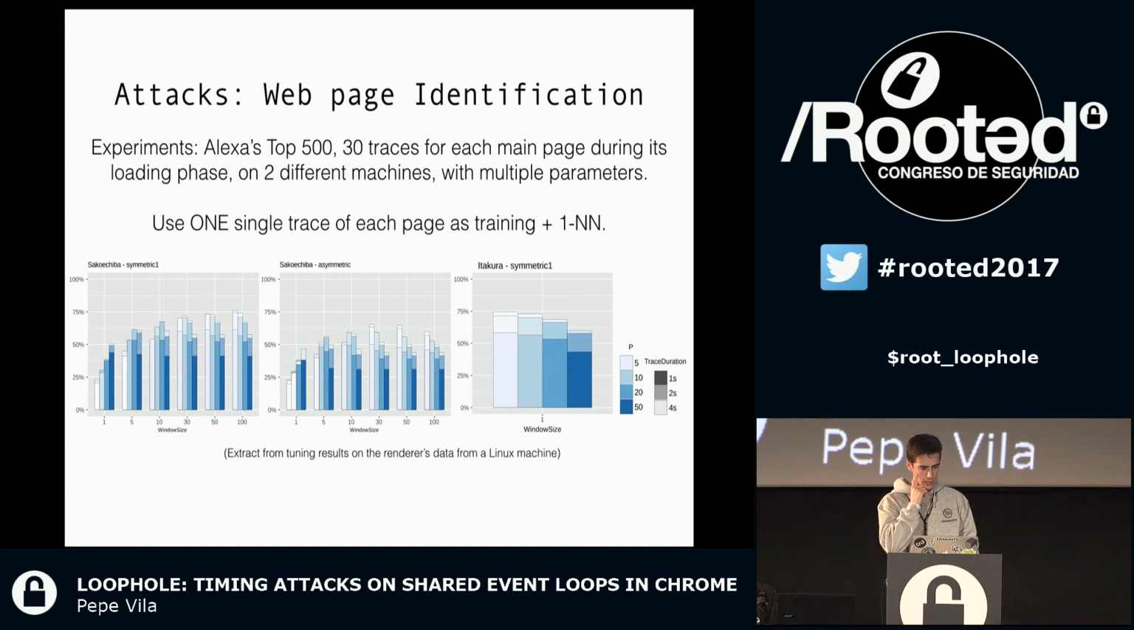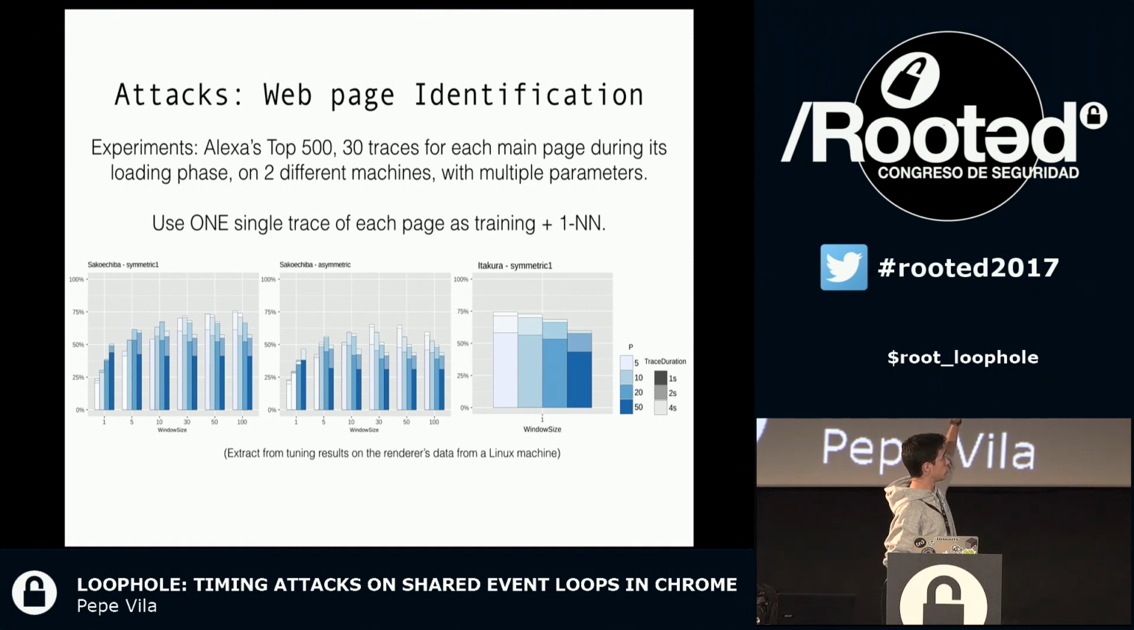So in the end, I ran a number of experiments to see whether this worked or not. I took 500 sites, and I extracted several traces. I used a couple of different machines with different OSs. And what I did was the following. I used one single trace of each page as a reference. This is machine learning with a single sample. If you give me traces that I've never seen before, I compute the dynamic time warping distance with each of the points, and I just take the nearest point.